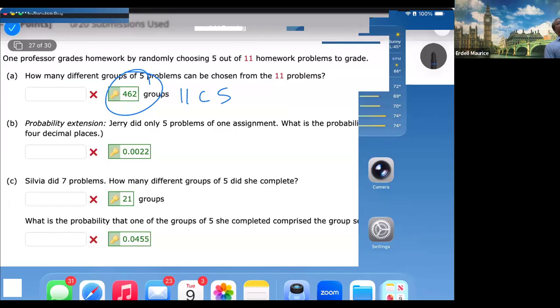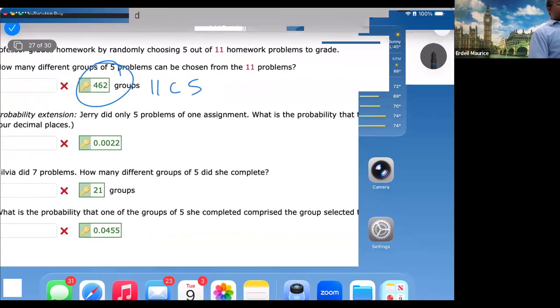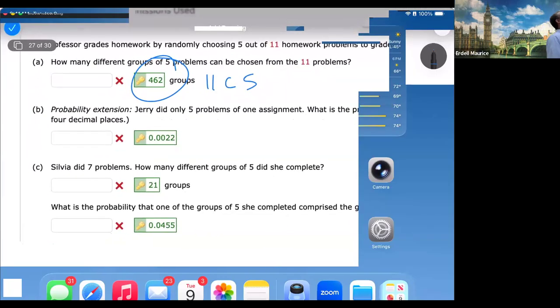Question there. All right, our poor friend Jerry. Jerry only did 5 problems on the assignment. What's the probability he did the exact 5 questions that were going to be graded by the professor? How did I get this answer right here? What's the chance that he got the exact 5 questions that the professor is going to grade? How did I get that? Anybody? Knowing the answer is not going to help. Anybody?